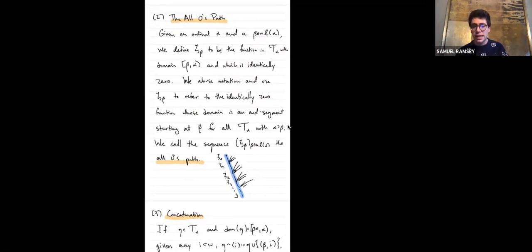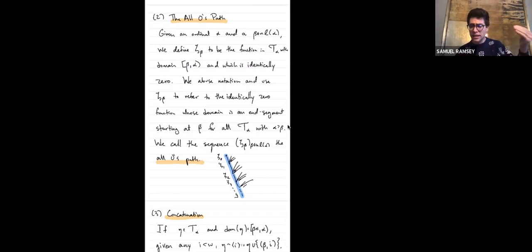So zeta beta will be the function in T alpha whose domain is beta alpha, the interval from beta to alpha excluding alpha, but which always takes on the value 0. So of course those things form a path, because those things are all comparable to one another.